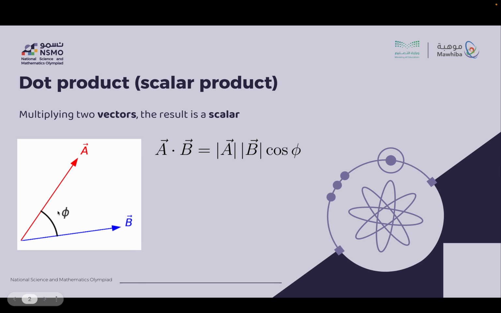If there is an angle phi between the vectors a and b, the dot product of the two vectors can be calculated by multiplying the length of the two vectors and multiplying that with the cosine of the angle phi between them.